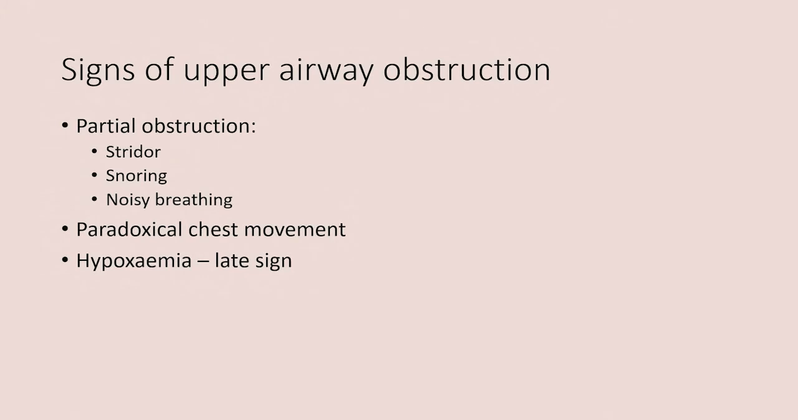Signs of upper airway obstruction include, if the child has partial obstruction, you may hear stridor when he's under sedation. The child may be snoring at night or may have noisy breathing, or worse still, there may be paradoxical chest movement. If the child then desaturates and develops hypoxemia, it is a late sign of upper airway obstruction, and we need to intervene.